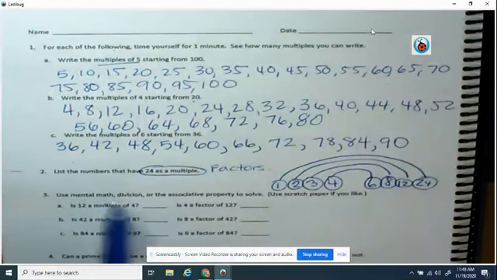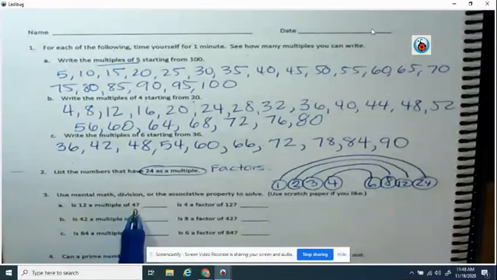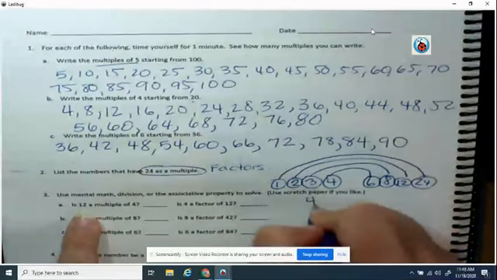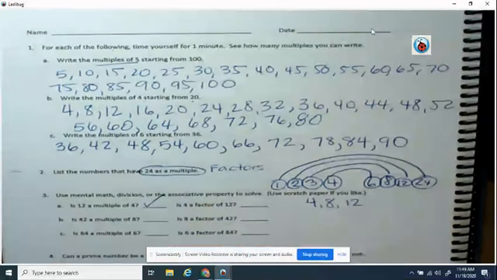All right. Use mental math, division, or the associative property to solve. Use scratch paper if you like. Is 12 a multiple of 4? Okay. So if I count by 4s, 4, 8, 12. Yes, 12 is a multiple of 4.